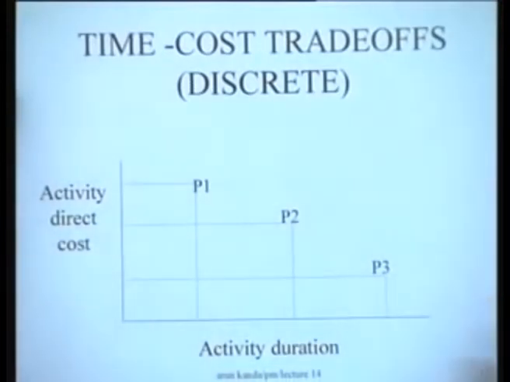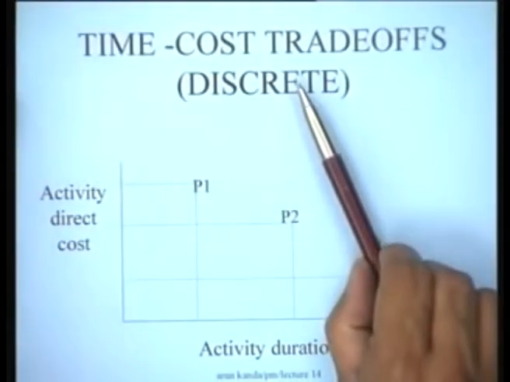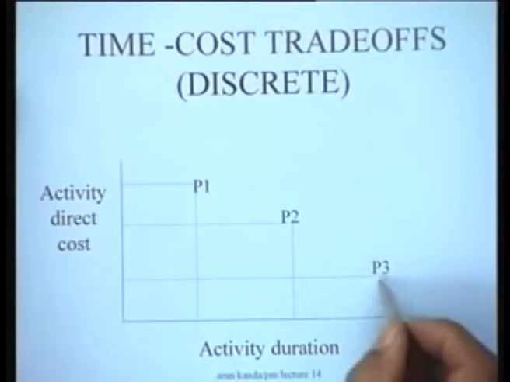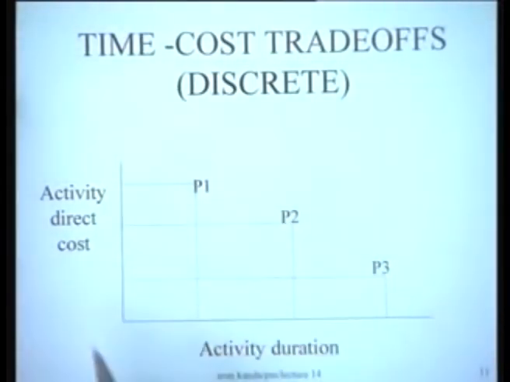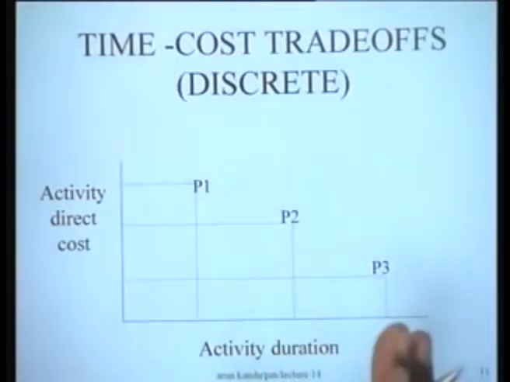Similarly, the time cost trade-offs may be discrete. By discrete time cost trade-off, we mean one point, another point, another point. Suppose the activity is transport goods from Calcutta to Delhi. This is one activity in the project network. So how could it be done?